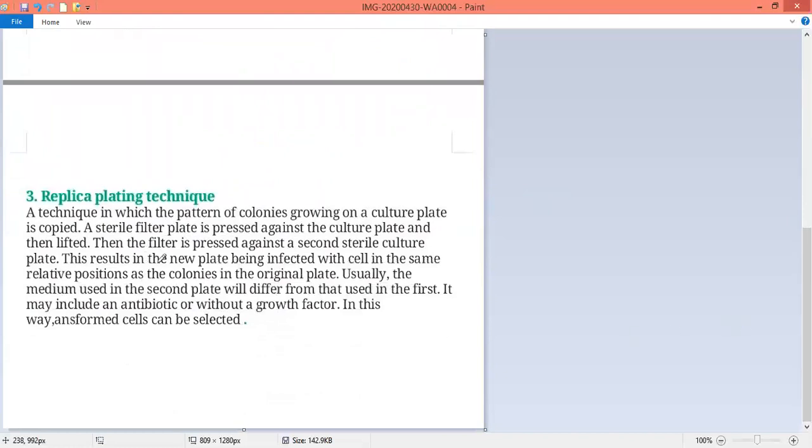Another technique is the replica plating technique. Here in the replica plating technique, you take a culture plate containing tetracycline medium. Now we take our bacterial culture, which contains ampicillin resistant bacteria. Whenever you press this tetracycline containing medium onto the ampicillin containing bacteria, these bacteria cannot survive here because tetracycline resistance is absent.